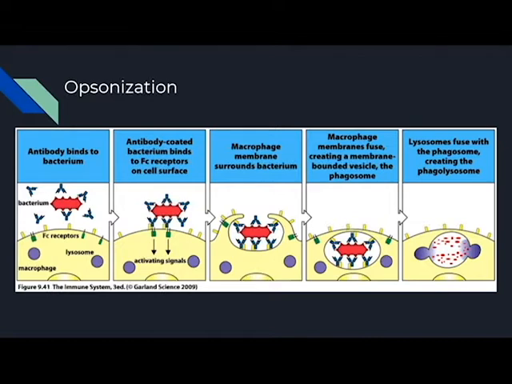Opsonization is the most common method used by antibodies to destroy bacterial pathogens. It involves the binding of an antibody to an epitope of an antigen. After the antibody binds to the membrane, phagocytes are attracted to the pathogen. The Fab portion of the antibody binds to the antigen, whereas the Fc portion of the antibody binds to the Fc receptor on the phagocyte, facilitating phagocytosis.